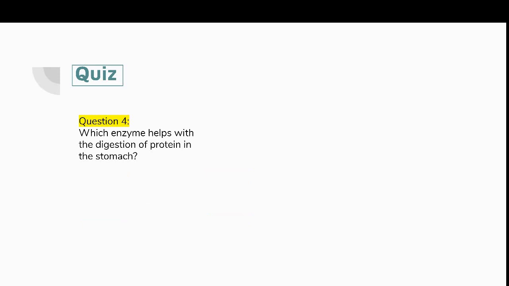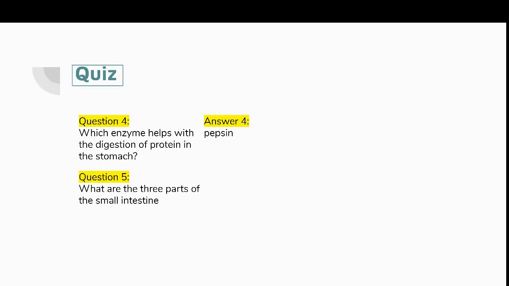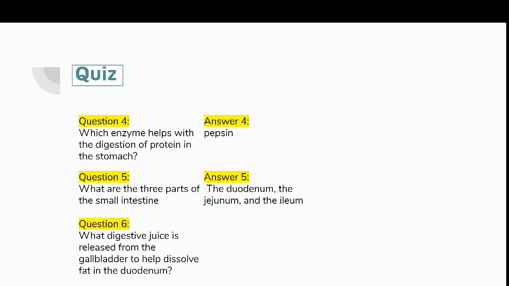Question 4. Which enzyme helps with the digestion of protein in the stomach? The answer is pepsin. Question 5. What are the 3 parts of the small intestine? The duodenum, the jejunum, and the ileum. Question 6. What is the digestive juice that is released from the gallbladder to help dissolve fat in the duodenum? The answer is bile.